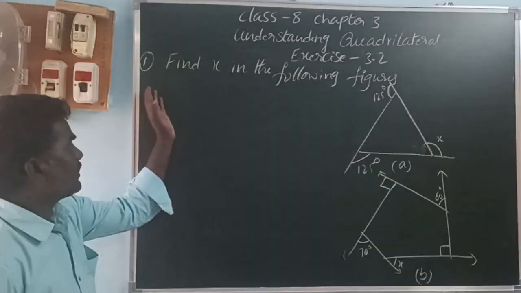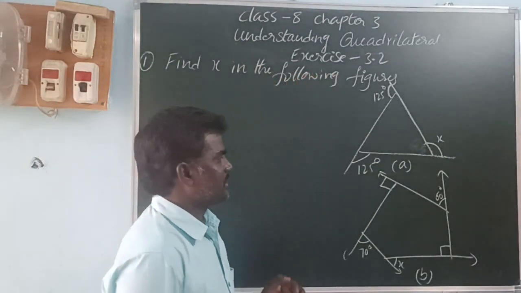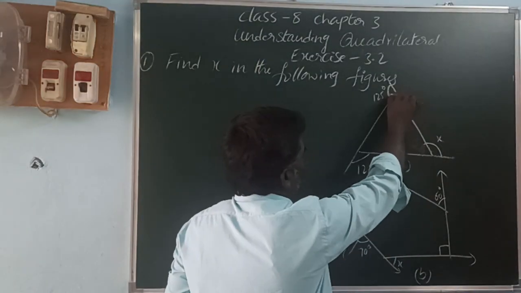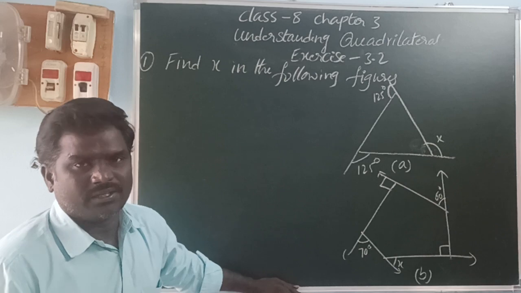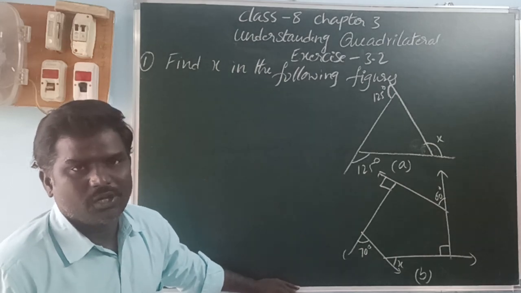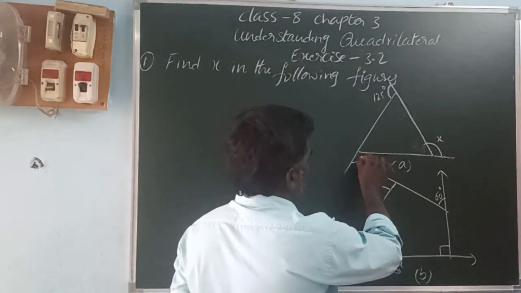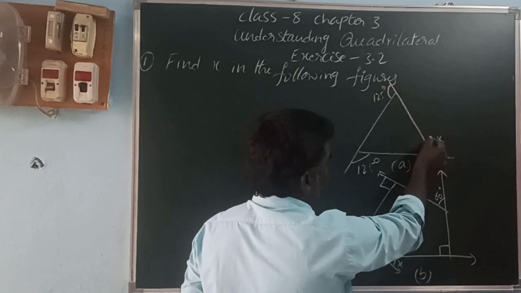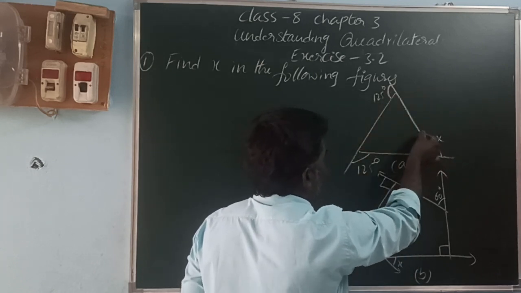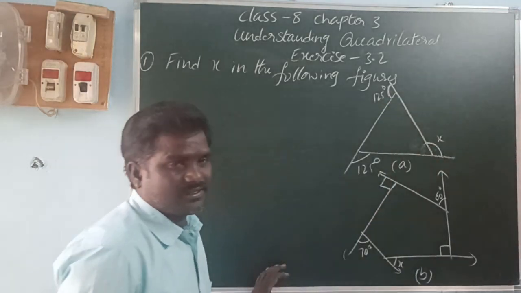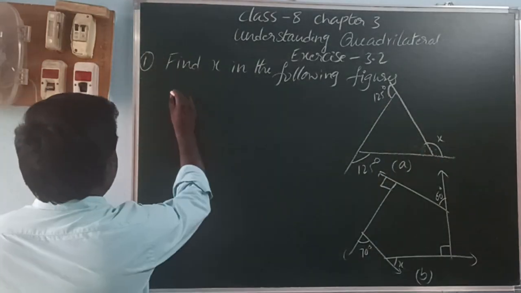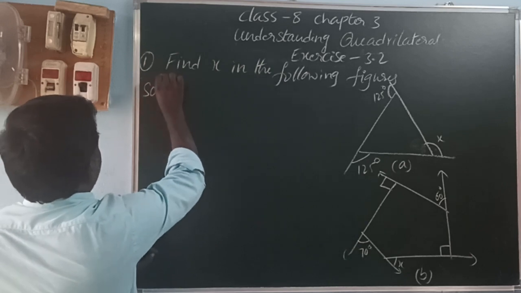So, first one: find x in the following figures. Here the angles are formed on the exterior. The sum of the exterior angles of a polygon is how much? 360 degrees. Here it is an exterior angle, and it is an exterior angle. So here it is a polygon, and in this polygon the angles are formed on the exterior. That sum is how much? 360 degrees.